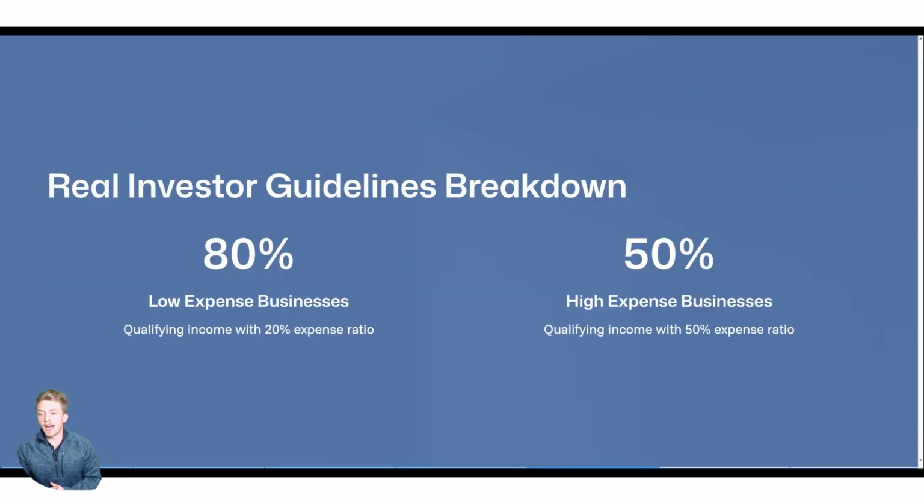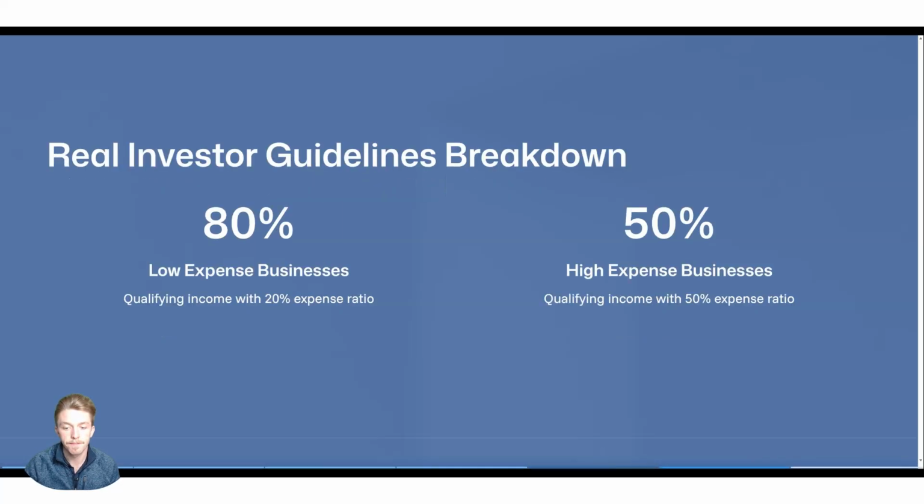So this investor specifically breaks down 80% qualifying income, essentially low expense businesses, okay? And then 50% is for the high expense businesses, as we just went over.